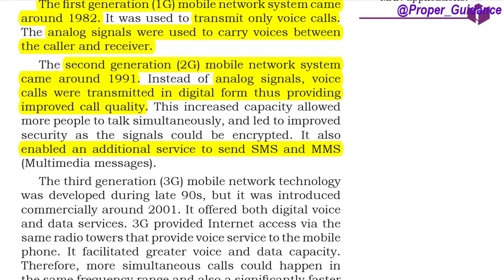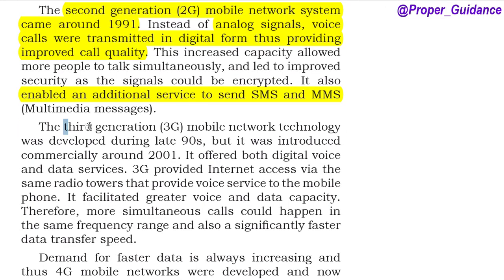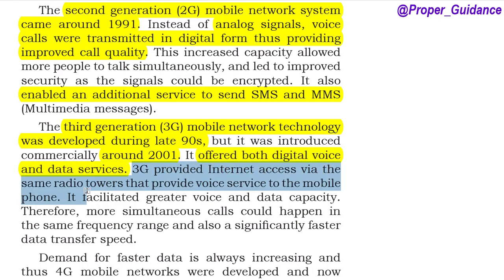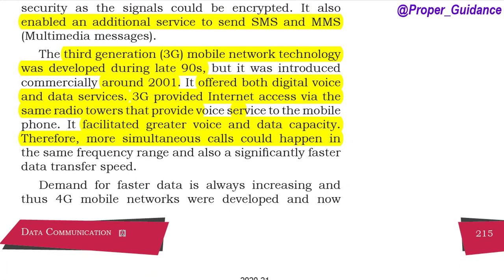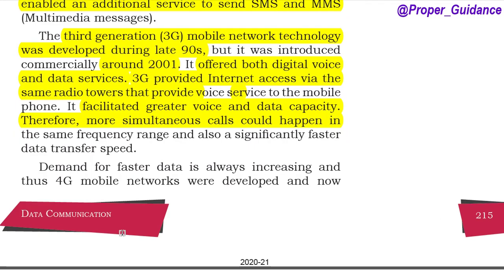Okay. Then the next one is the third generation. 3G mobile network technology was developed during the late 90s, but it was introduced commercially around 2001. It offered both digital voice and data services. 3G provided internet access via the same radio towers that provide voice service to the mobile phone. It facilitated greater voice and data capacity also, and therefore more simultaneous calls could happen in the same frequency range, and also significantly faster data transfer speed.